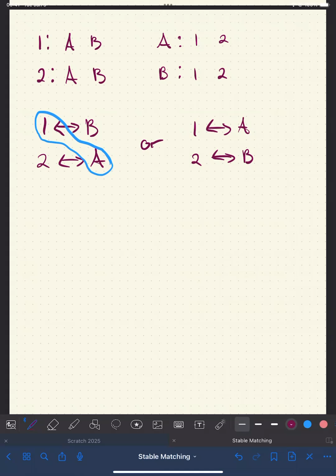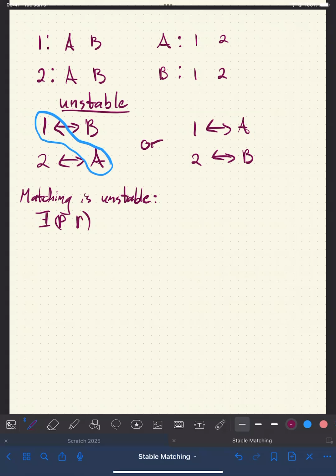So let's go ahead and give a definition to this notion of instability, right? That this sort of matching is unstable. A matching is unstable means that there exists P and R that are a rogue pair. And now we need a new definition. P and R are a rogue pair if this sort of thing happens, that they prefer each other to their current partners, that they both prefer each other. That's the key part.